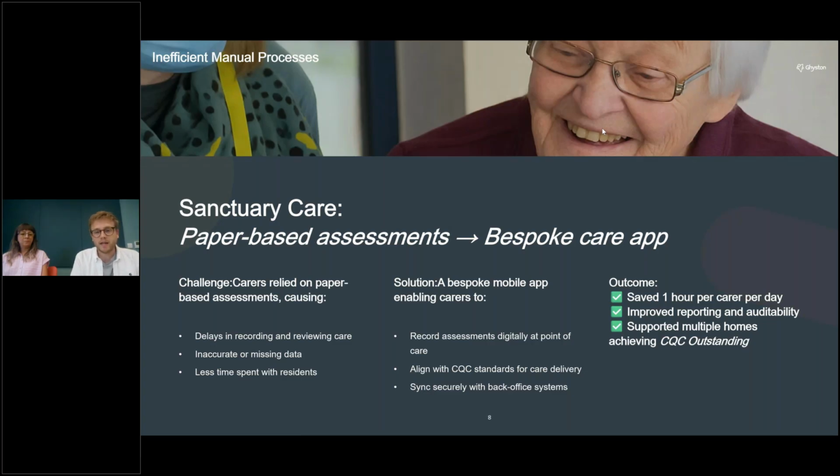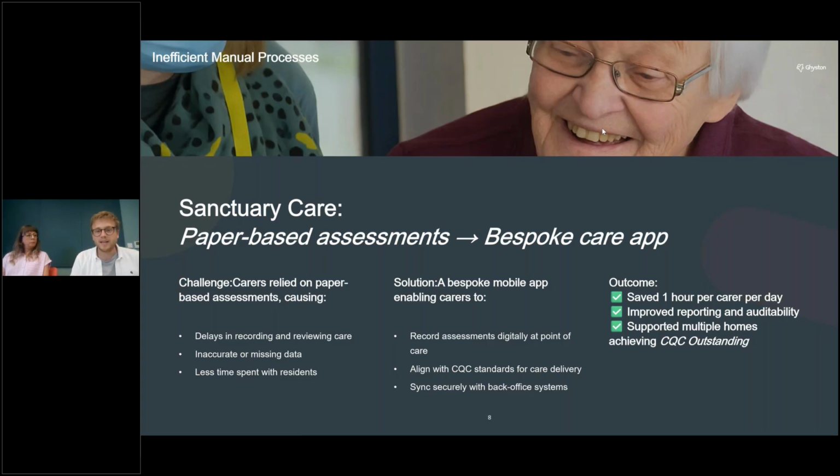Sanctuary said that it saved 1 hour per carer per shift. In terms of filling in paperwork and handing over to the next person, it meant a seamless transition, saving an hour per carer per day, which for a private organisation is a huge monetary saving. But really importantly as well, it improved things like reporting and the quality of care.